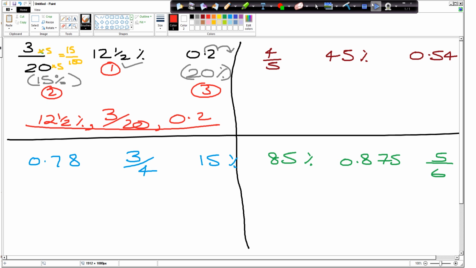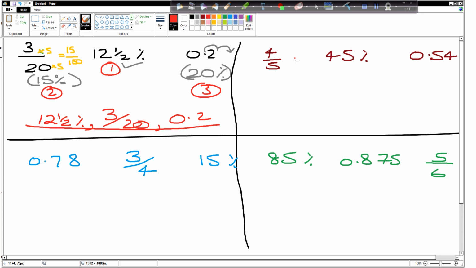Here comes the second question now. So we've got 4/5. Now that's a number that can quite easily change into equivalents to hundredths. So what do you times it by, top and bottom? 20. That gives you 80 over 100. So that will give us an answer of how much percent? 80%. 80%. And this one already is 45%. So what do you do to this one, family? Times it by 100. What do we do? 2 places right.